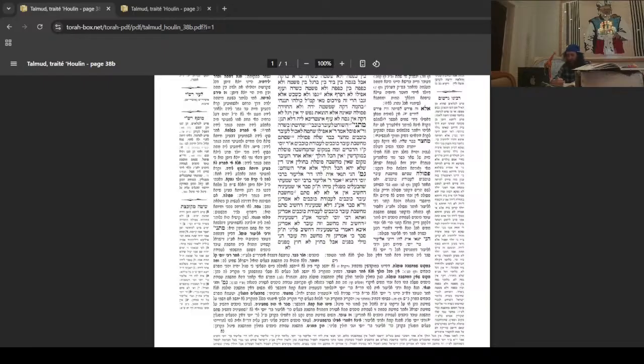Now I understand this is Rashi's script. When we first started learning, did you get used to Rashi's script? Yeah, I didn't know how to read it. Yeah. Rashi's script takes a second. You have to get used to it.